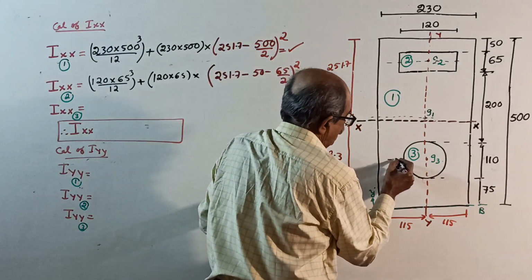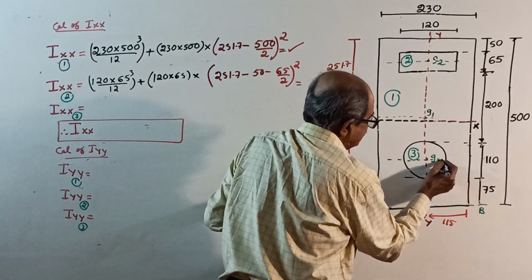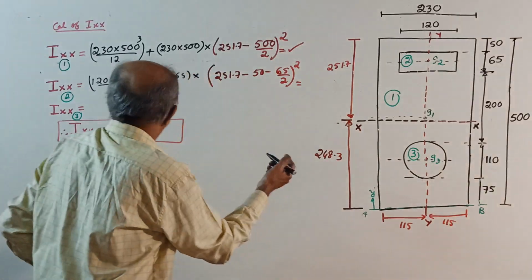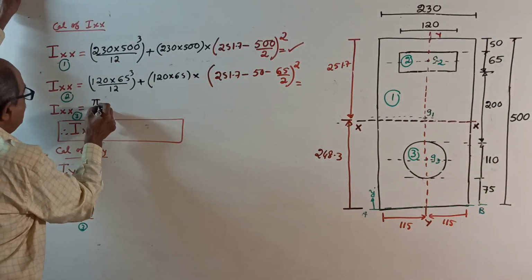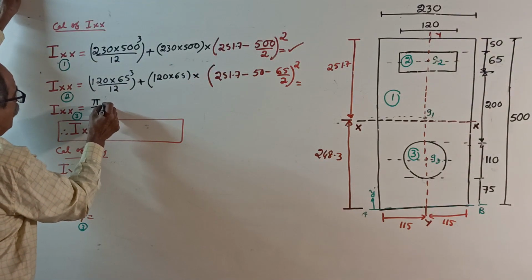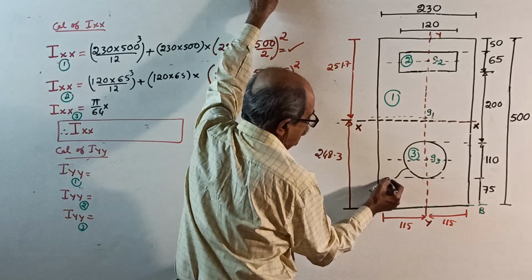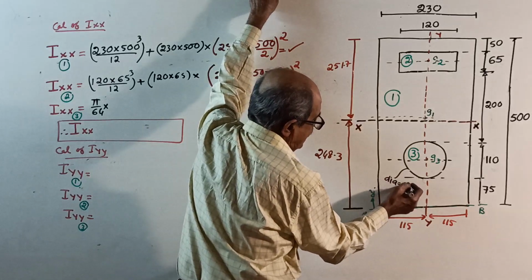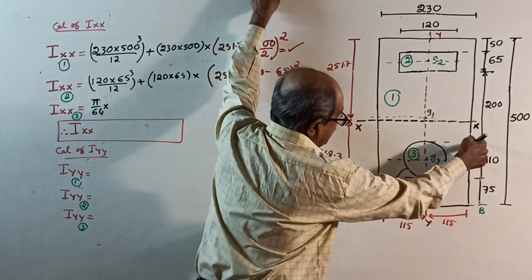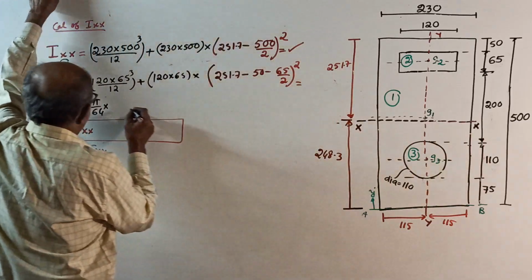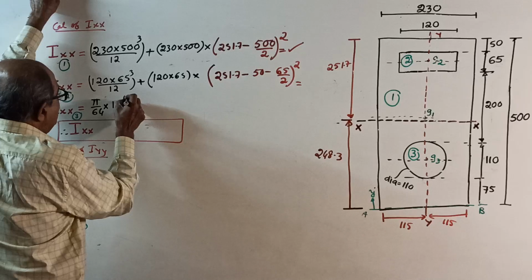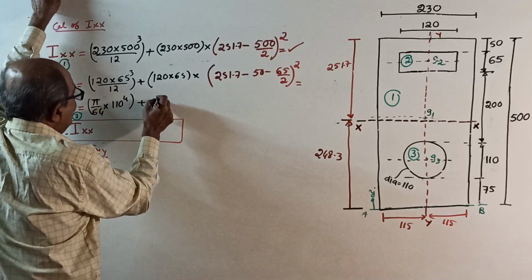Ixx power 3. I'll tell you one more thing now. Ixx power 3 is first I about its own centroidal axis, circular section, pi by 64 of diameter power 4. Oh, I forgot to write the diameter here. You know the diameter, okay. Diameter is 110. See, 110 diameter. Pi by 64 of 110 power 4, plus area.